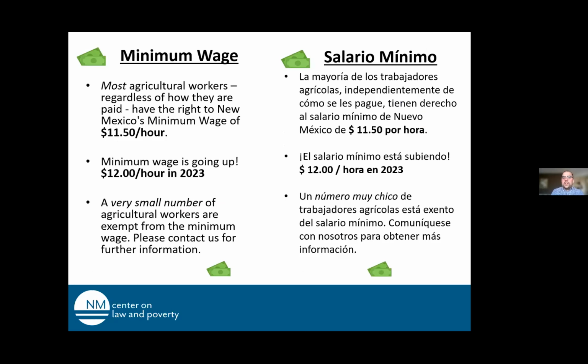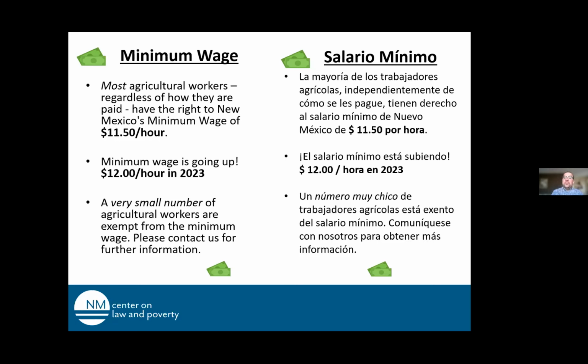Recently, the minimum wage just went up to $11.50 an hour. Most agricultural workers, regardless of how they are paid, have the right to New Mexico's minimum wage of $11.50 an hour. Now, why do we say regardless of how they are paid? Because many workers are paid in different ways. Some are paid by the week, some are paid in a piece rate fashion. In most instances, regardless of how those individuals are paid, they must be paid $11.50 an hour.